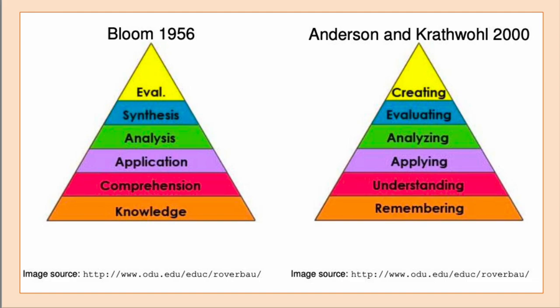As you can see on the left-hand side, the triangle has only nouns for different levels. As you go higher up, evaluation is the highest level. And on the right-hand side, you see the new taxonomy, which uses instead verbs: remembering, understanding, applying. And also you can see that the top 2 levels have been switched. Evaluation becomes level 5, while creation, synthesis becomes level 6.